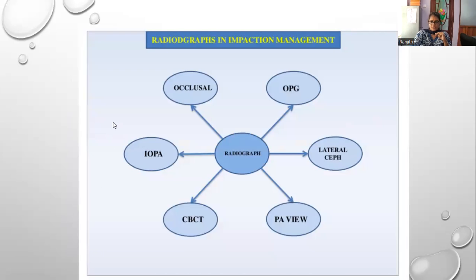Now, the radiographs that are ideal for this would be an IOPA, OPG, occlusal, lateral ceph, PA view, or CBCT. All of these can be taken. Now, why do you want to take a radiograph? This is to understand the root pattern, and of course to understand what classification of impaction your tooth falls under, so that you can analyze how difficult it is going to be. Apart from that, you also want to know the proximity of this tooth to the inferior alveolar nerve canal.